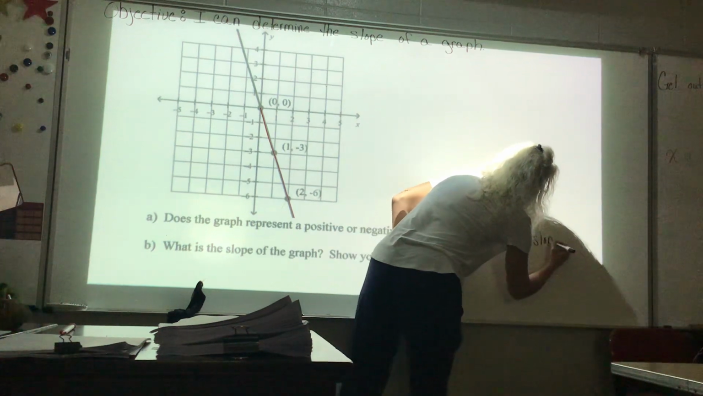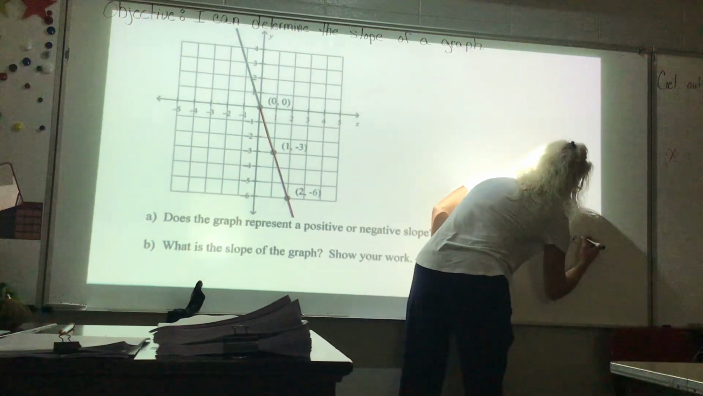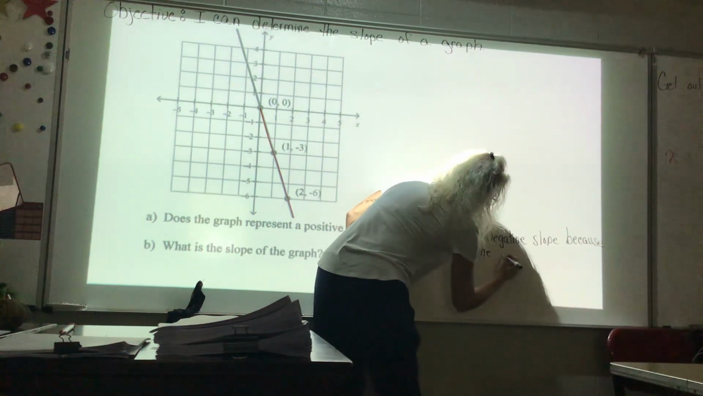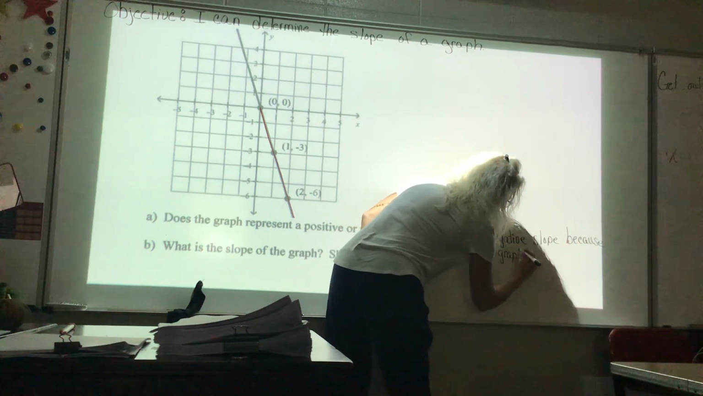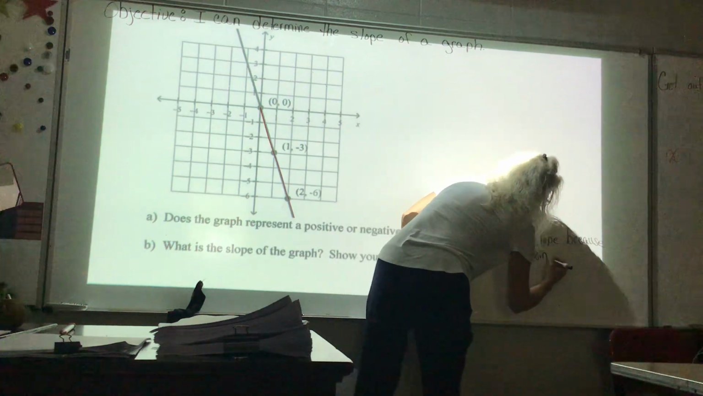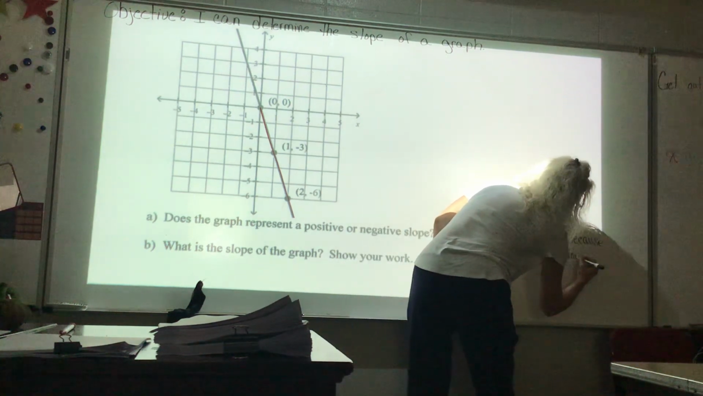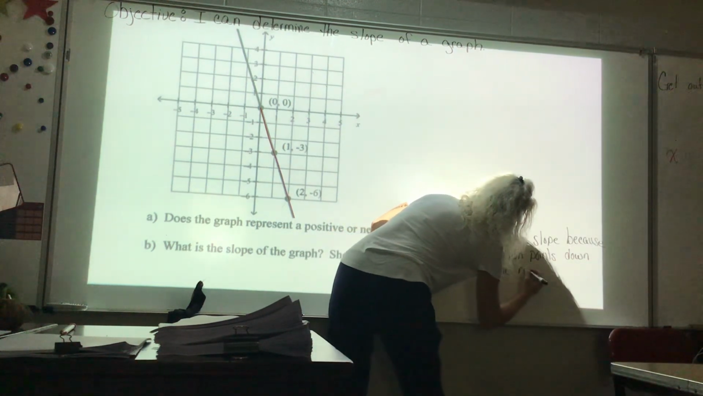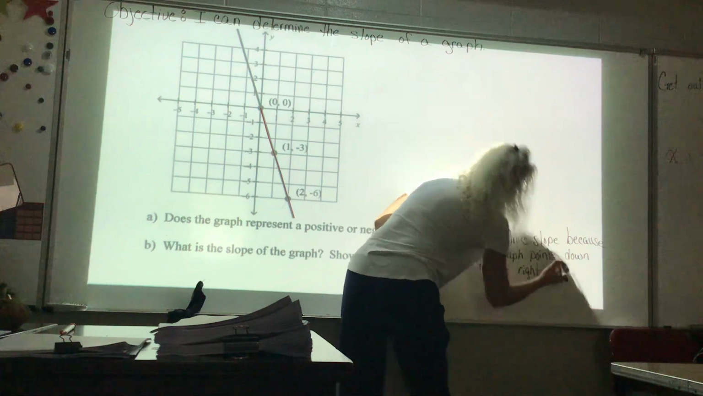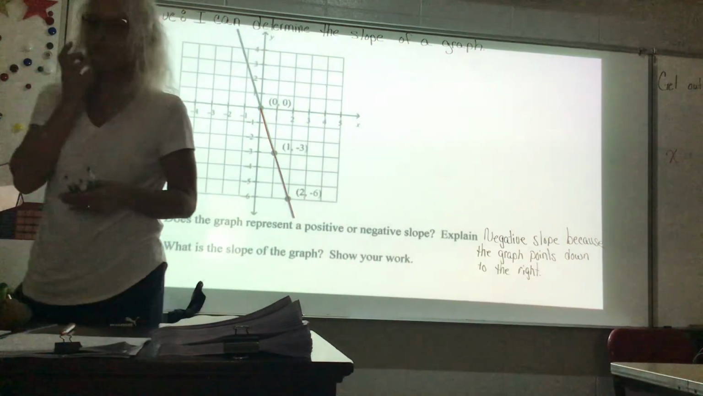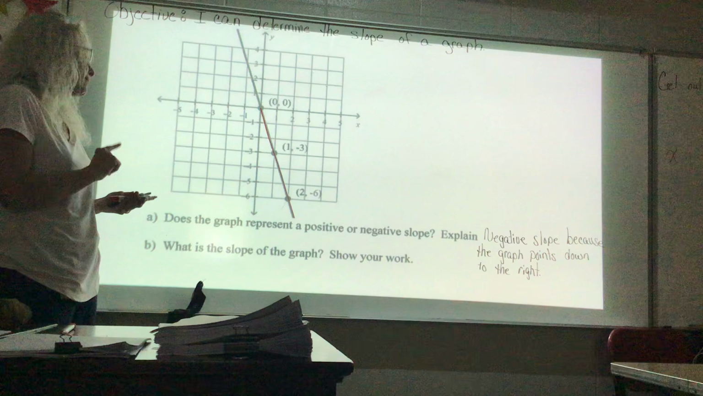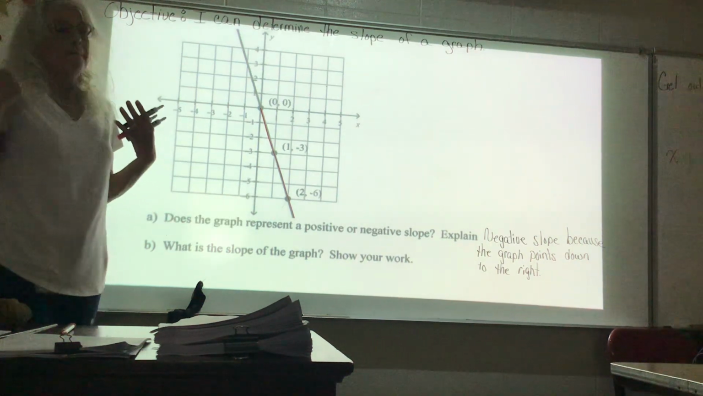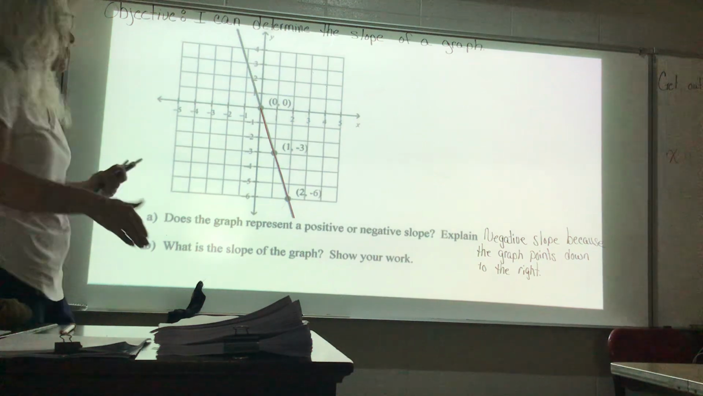Negative slope because the graph points down to the right. So for the answer for A, it says, does it represent a positive or negative slope? It's negative slope, because the graph points down to the right.